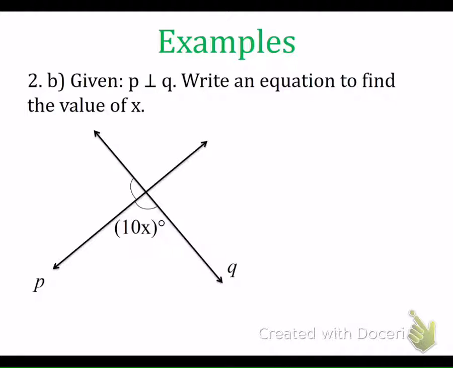All right, here's 2b. Okay, so given that line P is perpendicular to line Q, write an equation to find the value of x. So if the lines are perpendicular, what do we know about each of the angles? They're 90. So you can set that equal to 90. Even if they hadn't told us in the directions that they were perpendicular, we could still conclude that they're perpendicular because they're congruent.